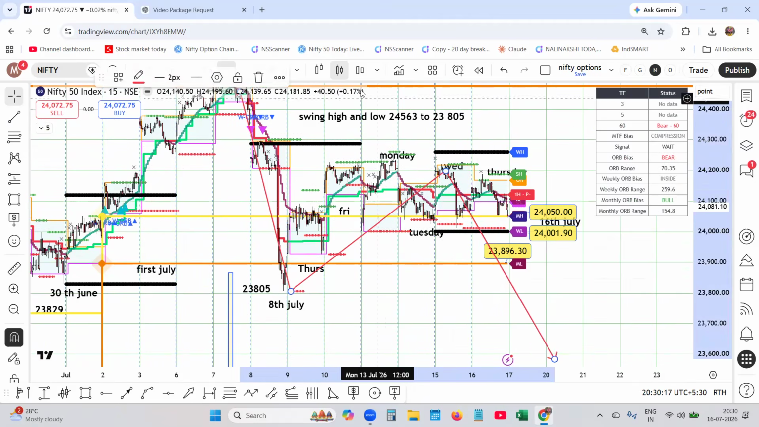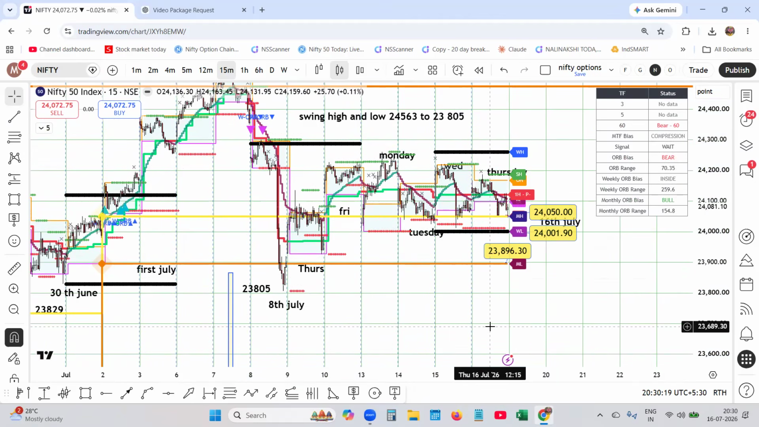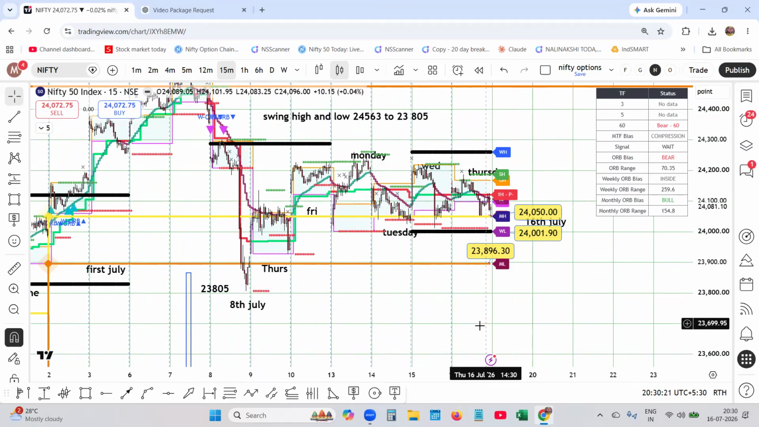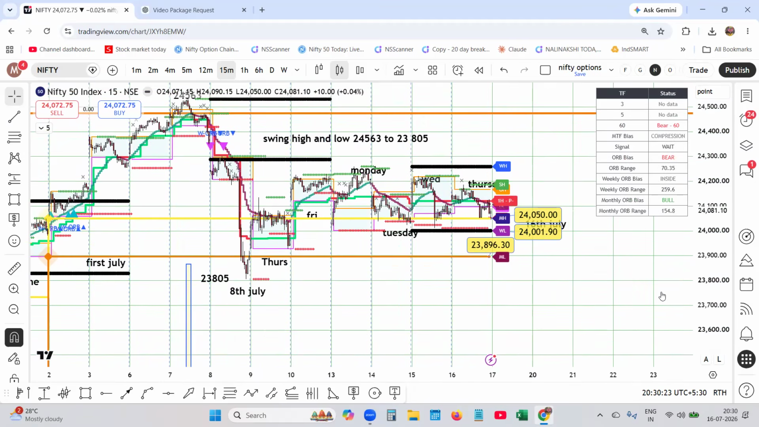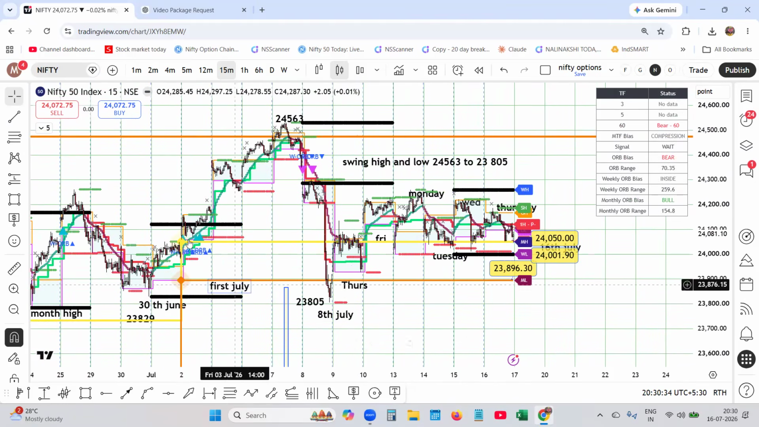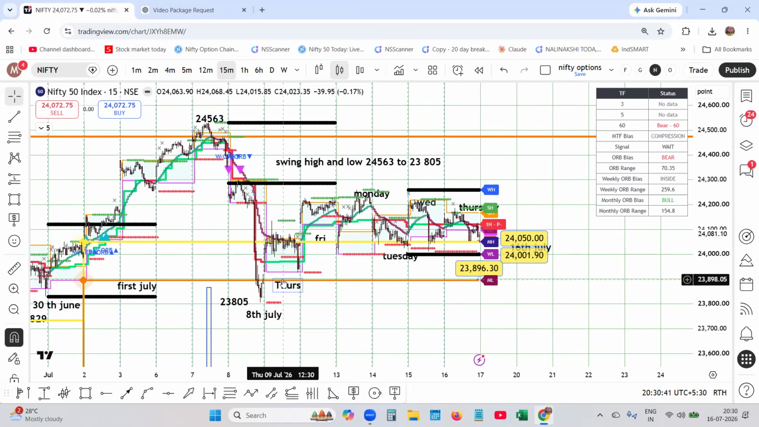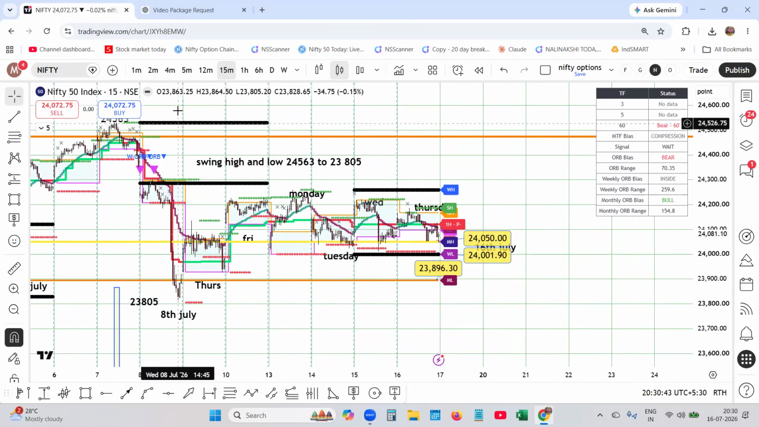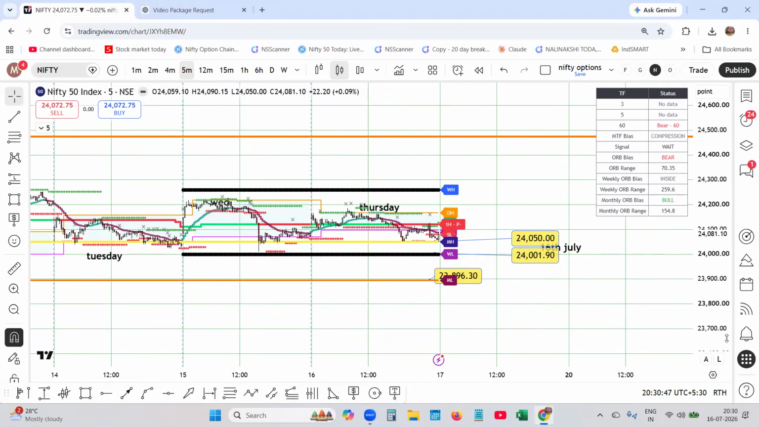Let me take out this drawing. So in this system, it is a complete market structure system across the multi-time frame. In a single indicator, you get a bird's eye view of the monthly, weekly, as well as the intraday and daily opening range. Now let us go to the 5 minutes time frame.